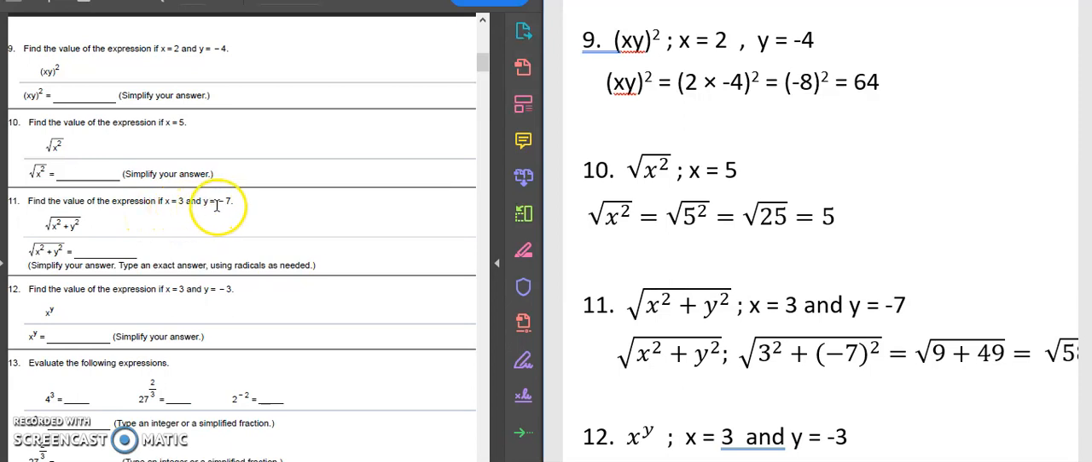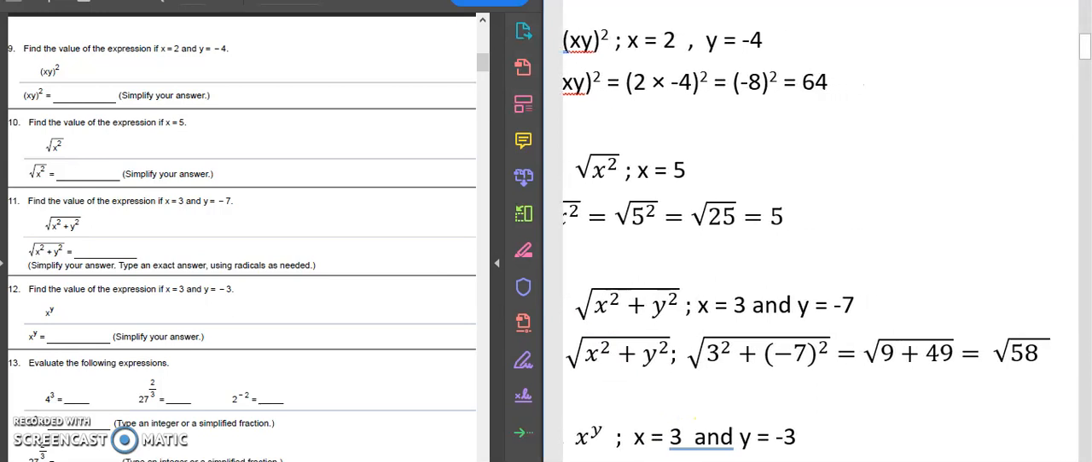Number 11, another substitution problem. We plug in 3 for x, -7 for y. We get x squared plus y squared is going to equal 3 squared plus -7 squared. Notice that when you plug it in, if you are using your calculator, be mindful of your parentheses here. You have to put this -7 in parentheses, otherwise it might return you the incorrect answer or even an error.